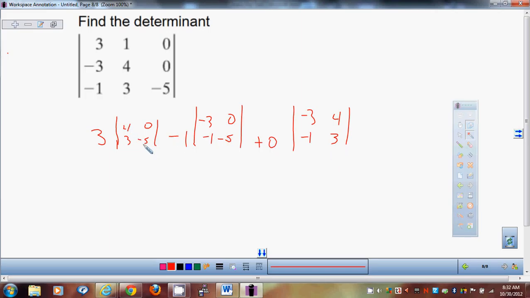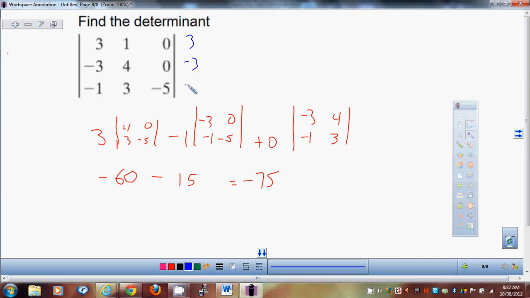Here we go. Negative 20 minus 0 is negative 20. 3 times negative 20 is negative 60. Minus negative 15, positive 15 minus 0. So 15 times 1, so it'll be minus 15. I didn't actually put in, I just did positive 1 times positive 15. So our determinant is negative 75.